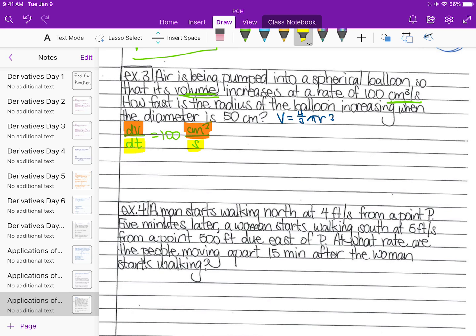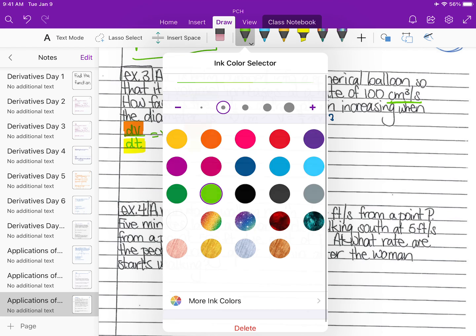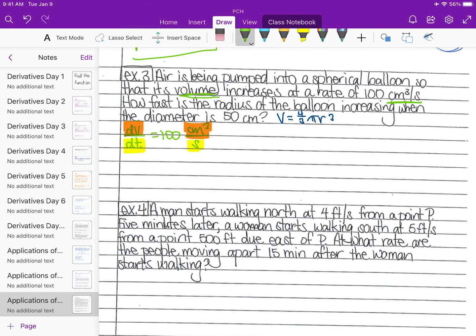How fast is the radius of the balloon increasing? So the question is asking for dr dt when the diameter is 50 centimeters. So we have a problem now, right? We have a diameter given, and it's asking about a radius, so we're going to fix that problem by just saying if the diameter is 50, then the radius is 25.